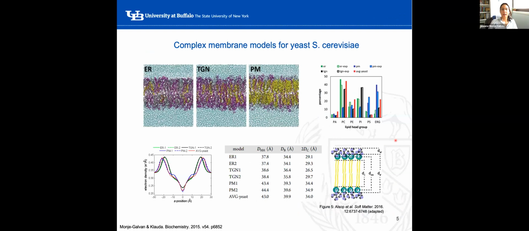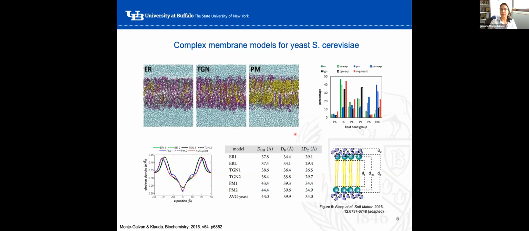Okay. So I mentioned that I was going to share 2 slides with you from my early work and what sort of got me into membrane biophysics. It was actually creating complex membrane models for yeast, again, as a model organism for eukaryotic cells. We did a thorough literature review, going back to studies from 1999, of different lipids that are present in the endoplasmic reticulum, trans-Golgi network, and plasma membrane of yeast Saccharomyces cerevisiae.